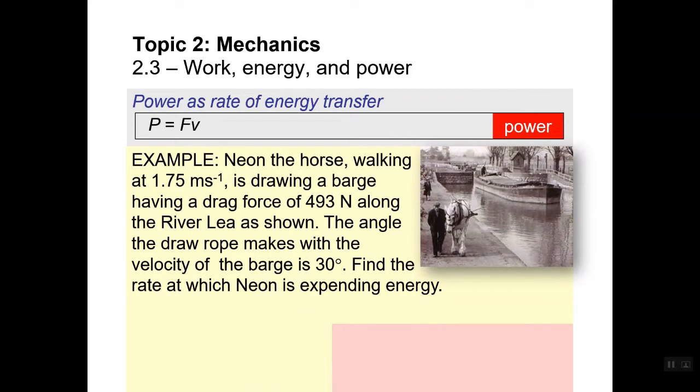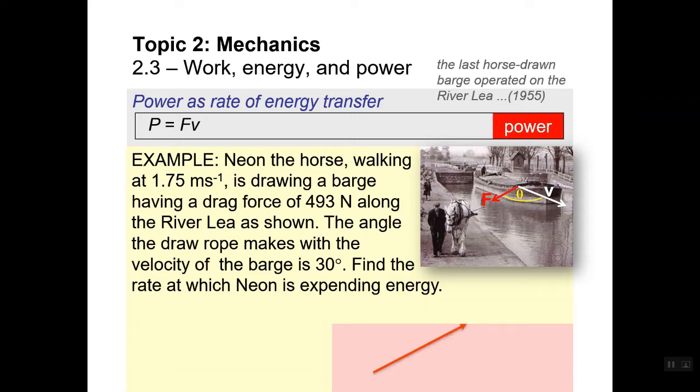Neon, the horse walking at 1.75 meter per second, is drawing a barge having a drag force of 493 Newton along the river Lee as shown. The angle the draw rope makes with the velocity of the barge is 30 degrees. So let's take a look at velocity moving. The barge is moving forward, and the horse is applying force in this direction, and the angle between them is 30 degrees. Find the rate at which Neon is expending energy.